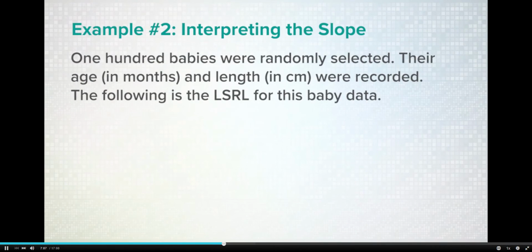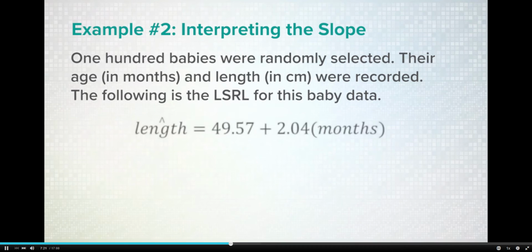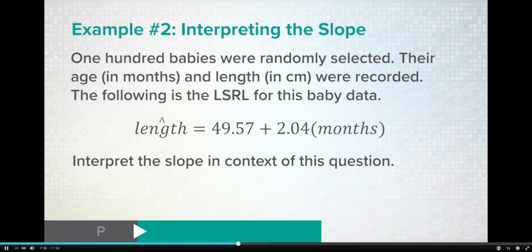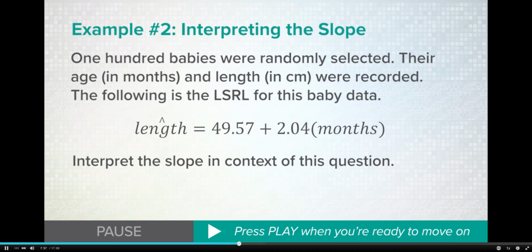Let's try another example. In example number 2, 100 babies were randomly selected. Their age in months and length in centimeters were recorded. The following is the LSRL for the baby data. Length hat equals 49.57 plus 2.04 months. Now, I want you to interpret the slope in context of this question. Pause the video and try this on your own. Press play when you're ready to resume.